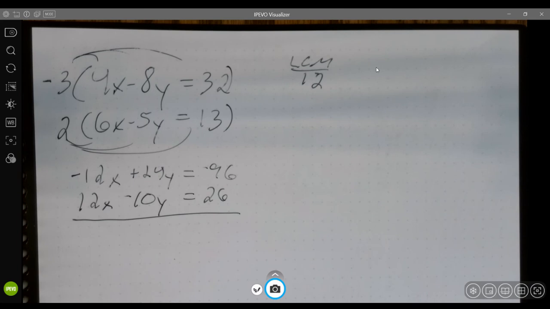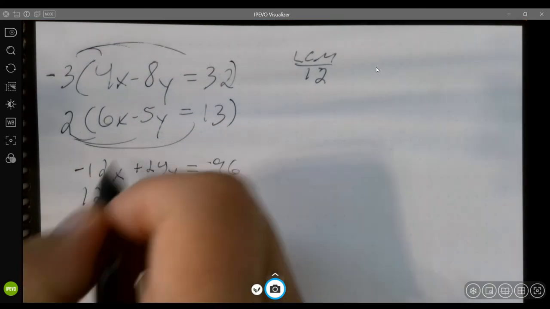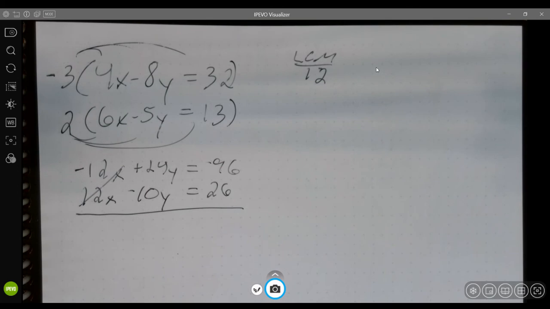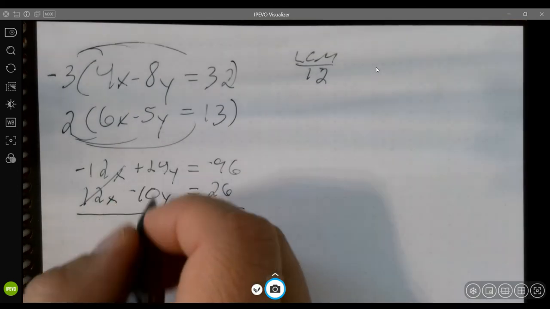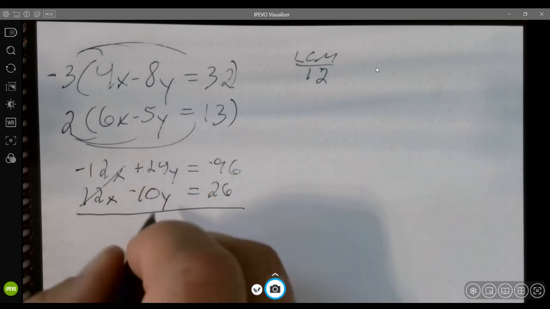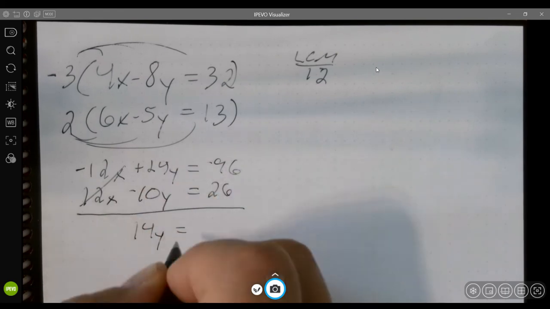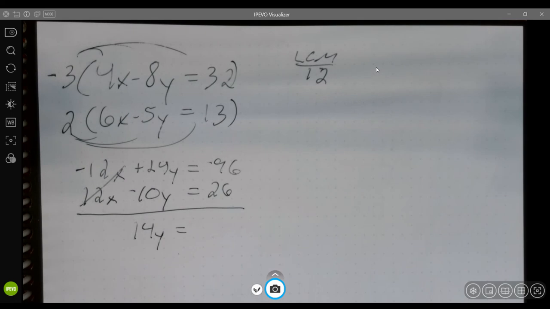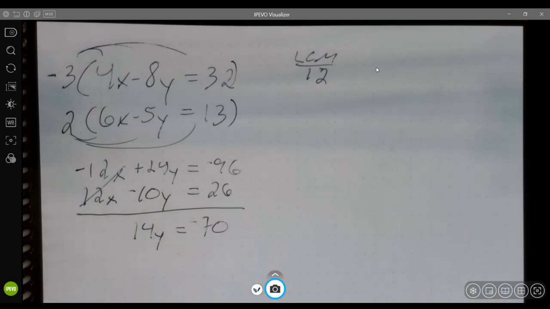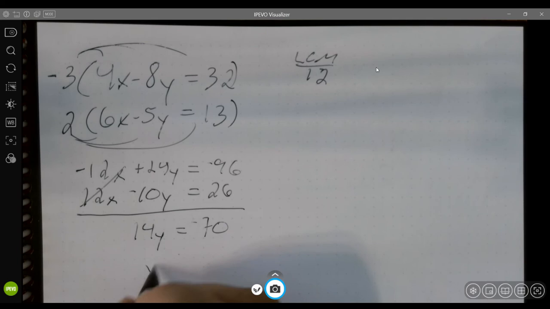Now I can use elimination because the x's are the same constant but opposite signs, positive 12, negative 12. So here I keep adding down: 24 minus 10 is 14y equals, let's see, negative 96 plus 26 is going to give us negative 70. Divide that by 14 and we get y is equal to negative 5. So that's the y value.